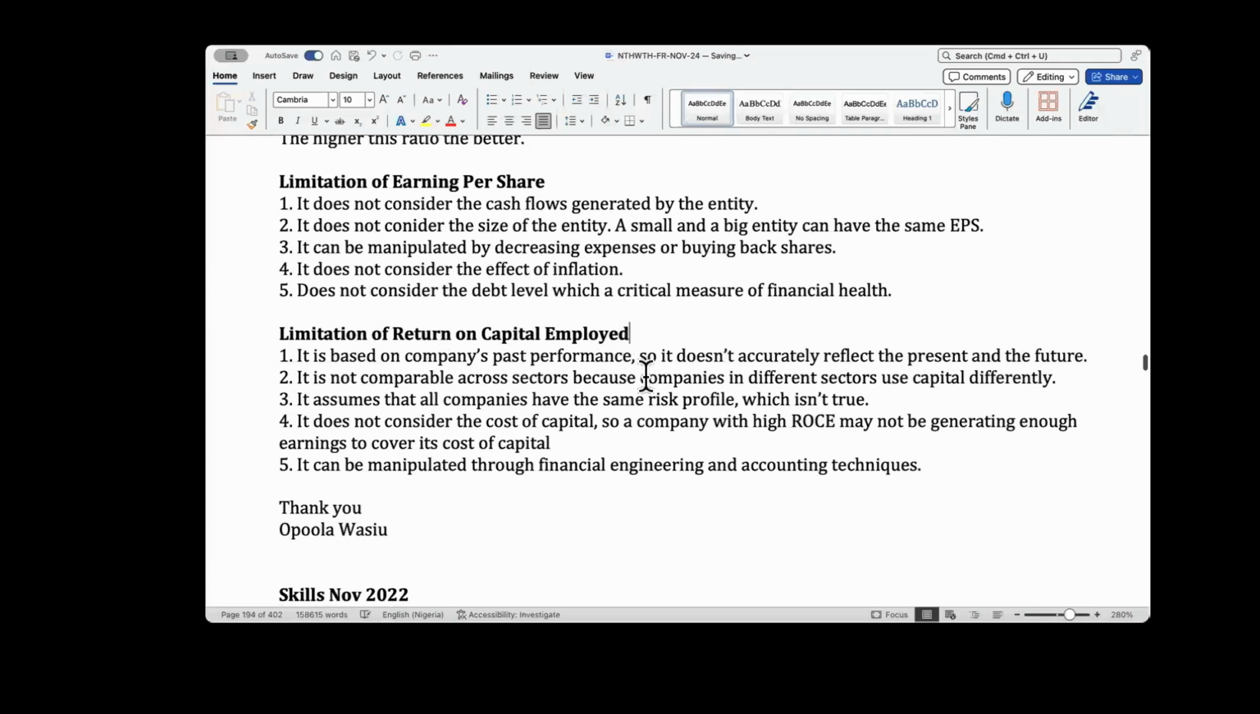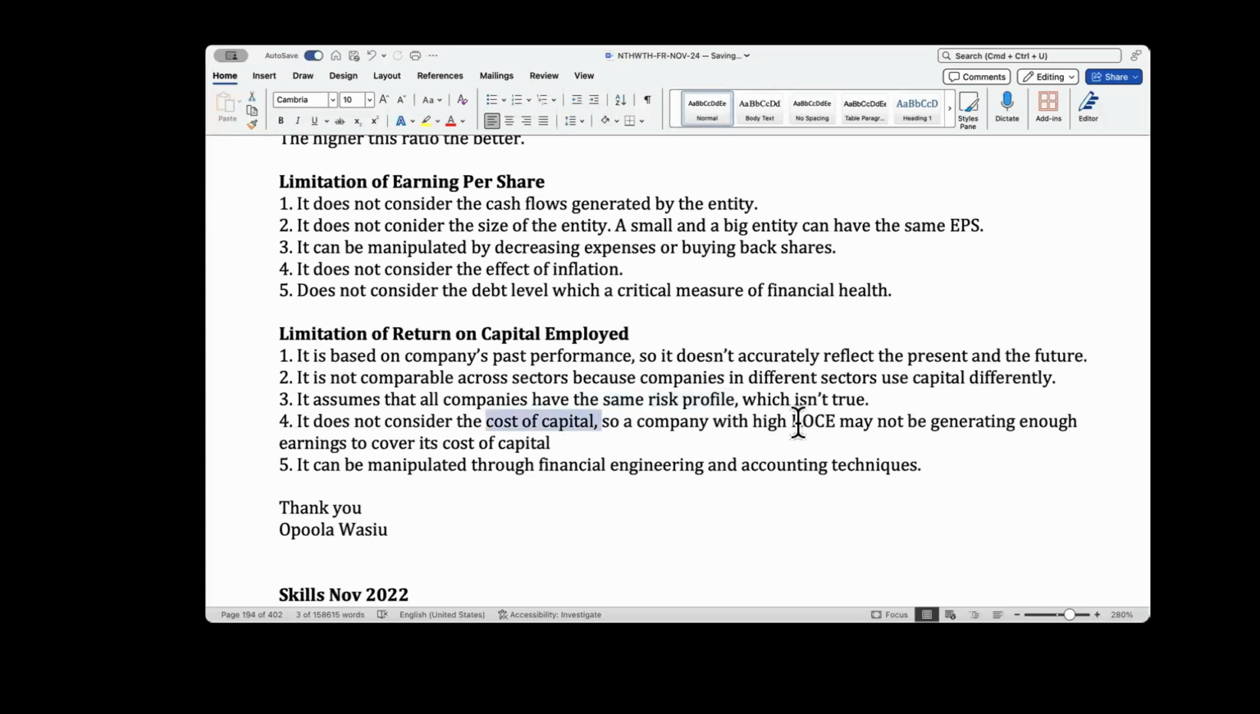Limitations of ROCE. I said it is based on companies' past performance, so it doesn't accurately reflect the present and the future. I said it is not comparable across sectors because companies in different sectors use capital differently. And it assumes that all companies have the same risk profile, which isn't true. Just like EPS, it does not consider the size of companies. And it does not consider cost of capital.